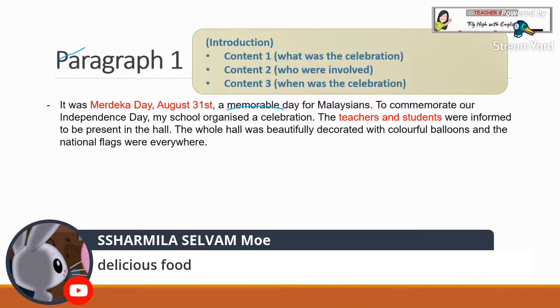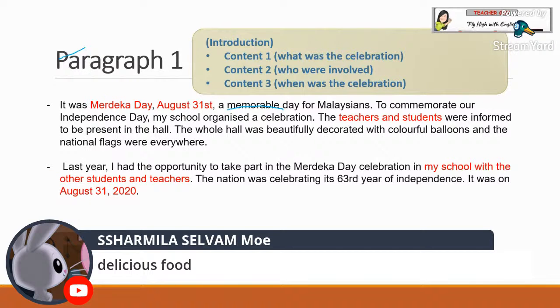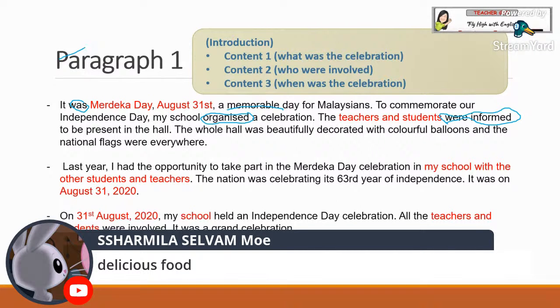To commemorate our Independence Day, my school organized a celebration. You can see past tense here. The first past tense is was. So remember to use past tense. Then you have the word organized, so also past tense. The teachers and students were informed. Were informed means dimaklumkan or diberitahu. They were told. So the teachers and students were informed to be present in the hall.